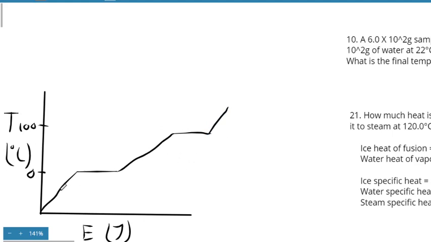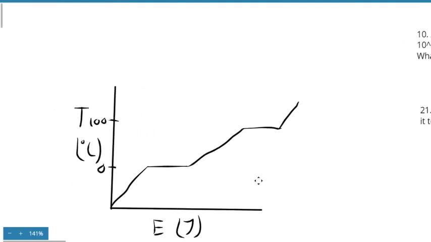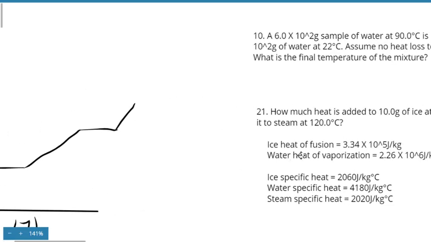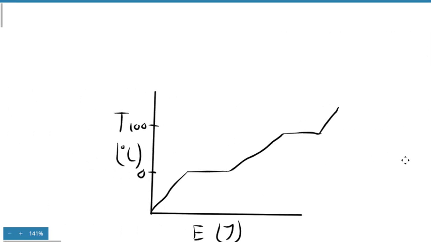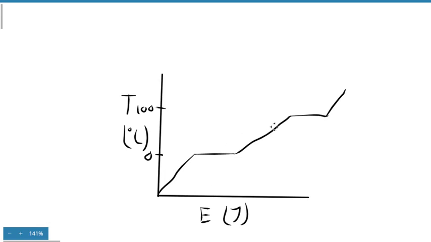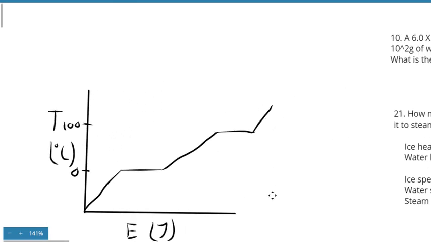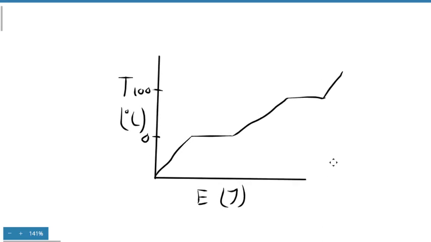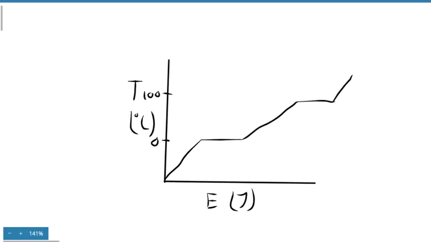So here there are 1, 2, 3, 4, 5 different parts we have to calculate. And then to find the total heat added, we just add up every single horizontal distance for each of these sections. So to start, we'll do the first part, this right here.